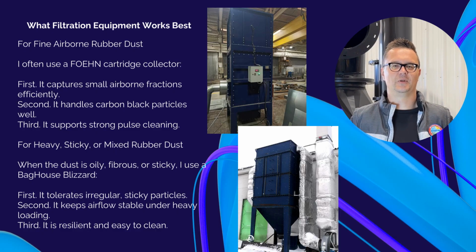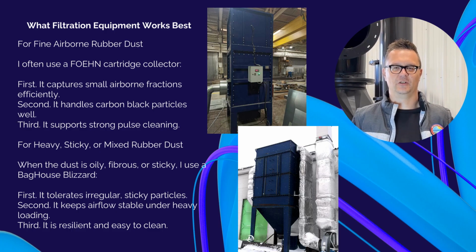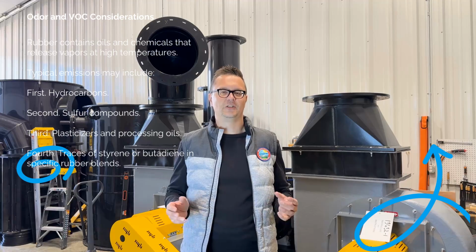When rubber dust is combustible, I add, first, explosion vents. Second, anti-static filter media. Third, grounding and bonding across the system. Fourth, isolation valves on ductwork. Fifth, optional spark detection for shredders. Safety always comes first. Odor and VOC considerations.